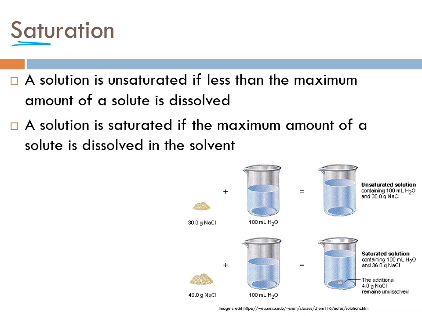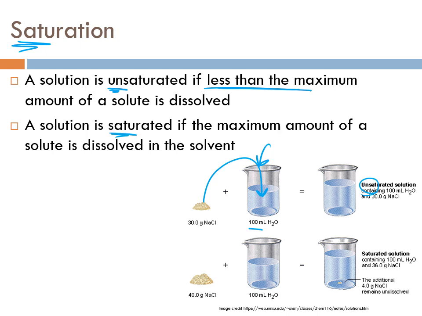So this idea of saturation is all about trying to max out how much stuff is dissolved in our solution. An unsaturated solution has less than the maximum amount of solute possible dissolved. This beaker has 100 milliliters of water, and we can add 30 grams of salt. All of it will dissolve, but because I have space to dissolve a little bit more salt in this water, it is considered an unsaturated solution.